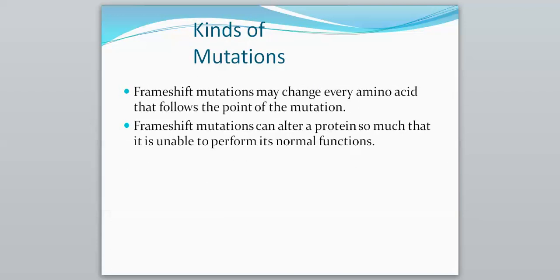They are more problematic because they change every amino acid that follows the point of the mutation. In a substitution, one mistake changed just one amino acid. In a frame shift mutation, one mistake can change the entire chain of amino acids, which gives us a completely wrong protein. And that's what the next part of the book says: it will alter a protein so much that it is unable to perform its normal functions. So frame shift mutations are bad because they can cause completely non-functional proteins, and when the proteins are non-functional, the cell is non-functional, and it will most likely end up dying.